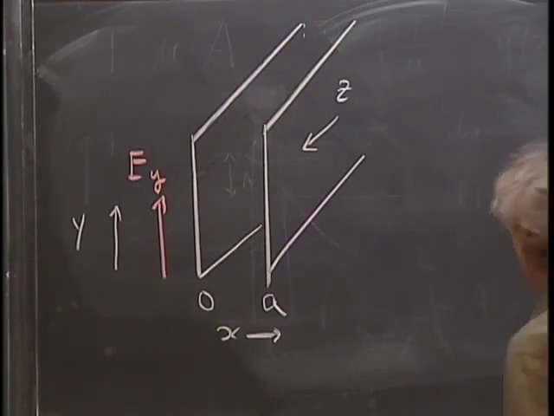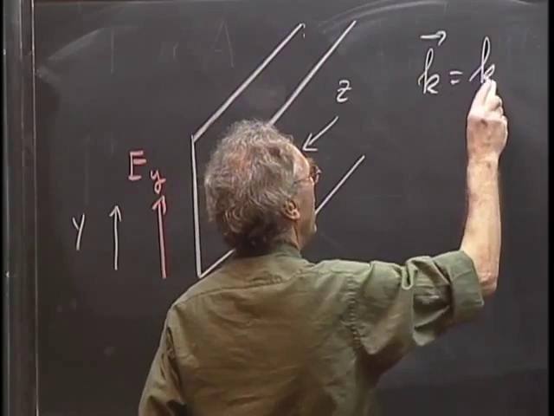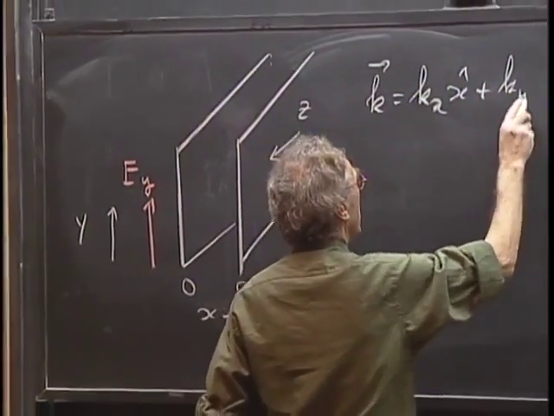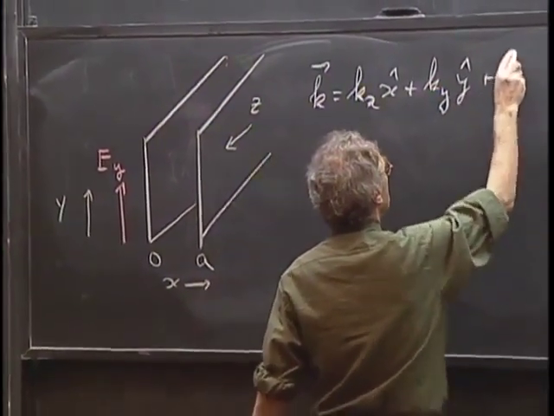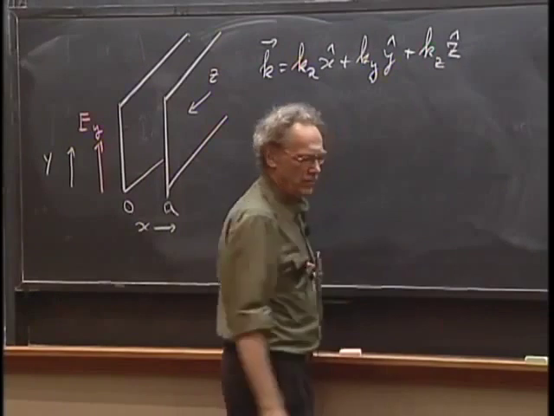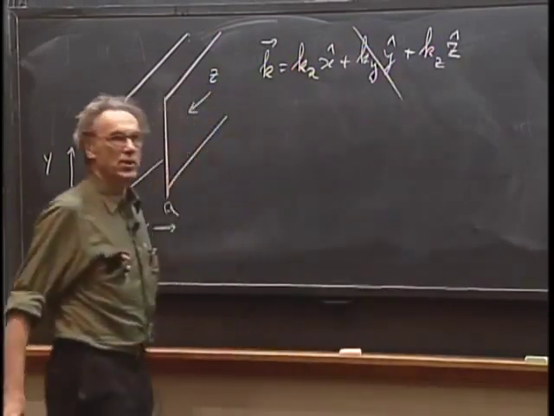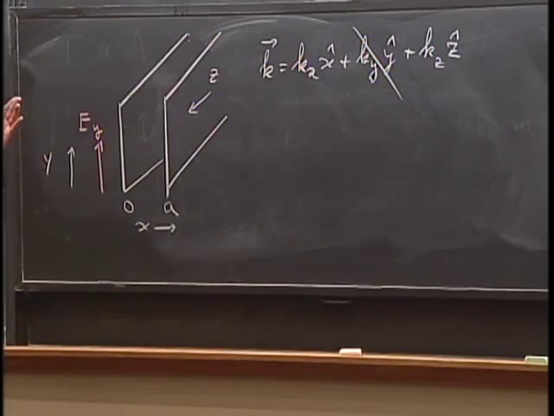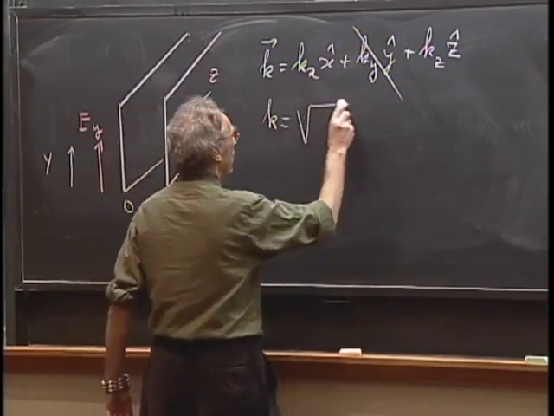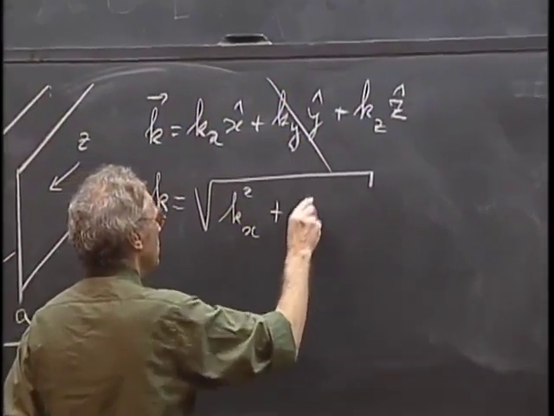Well, K, this is beginning to be boring now, it's Kx times x roof plus Ky y roof plus Kz z roof. And the Ky, by the way, is 0 because there's no dependence of the E field in the y direction. So Ky is 0. So K is the square root of Kx squared plus Kz squared.